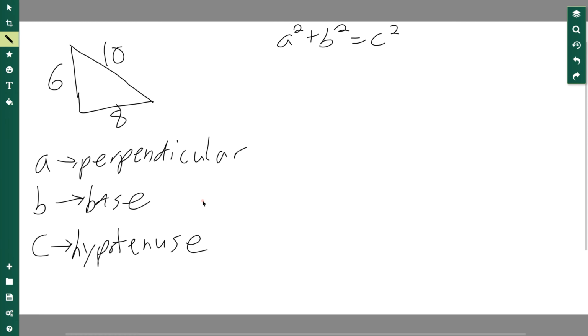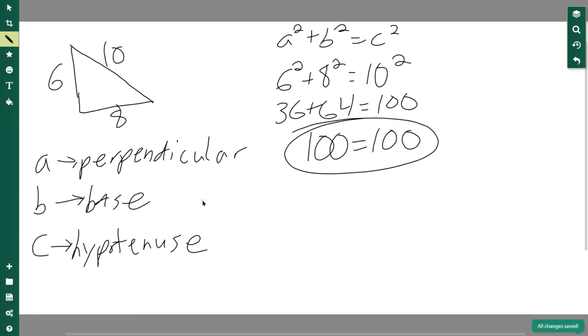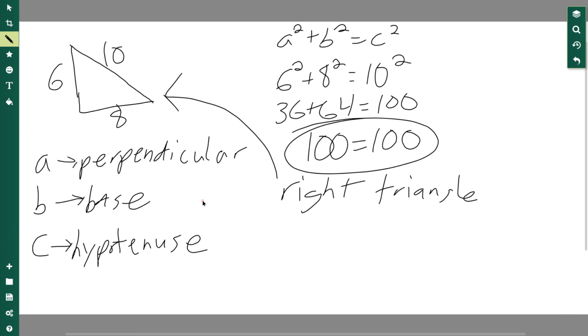So, this will be a little more clear once we start plugging in our values. So A is 6, B is 8, and C is 10. We can solve these squares, and 36 plus 64 is 100. And we end up with a true statement. And because this statement is true, we can say this is a right triangle. If the statement was false, we would not be able to say this is a right triangle. In fact, we'd have to conclude that it is not a right triangle.